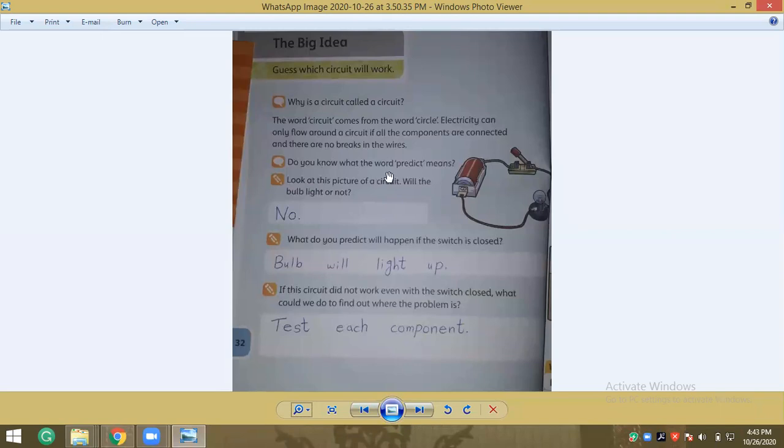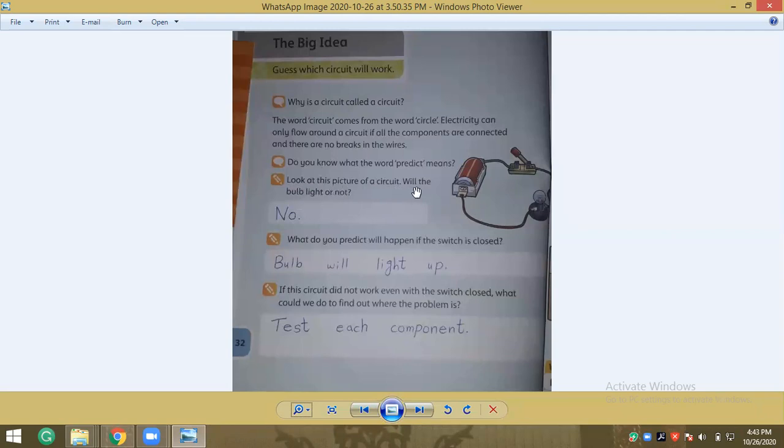Do you know what the word predict means? Predict means you can see that this circuit will not work. It's a prediction. And somebody will say maybe it will work. This is a prediction. It will work and it will not work. If you have a point, this is called prediction.